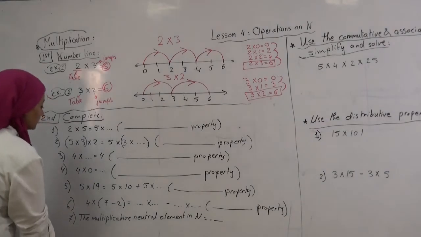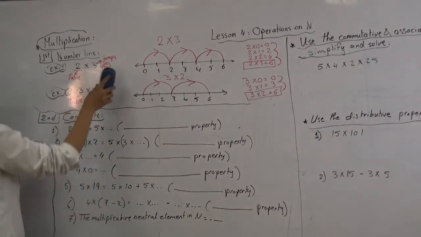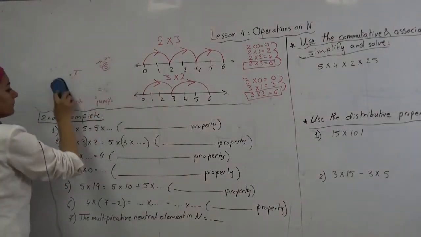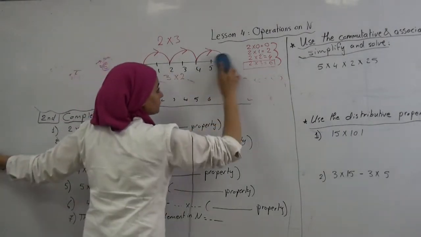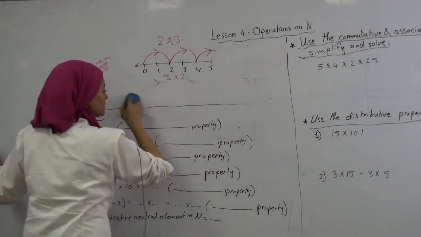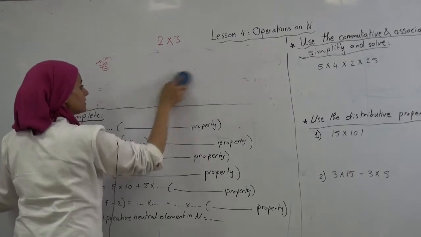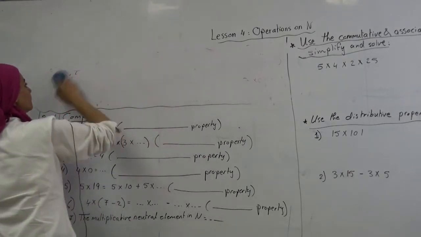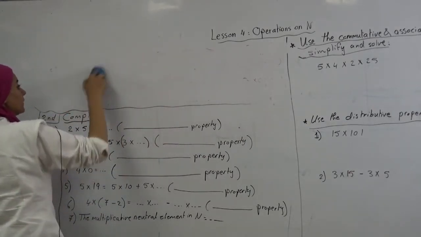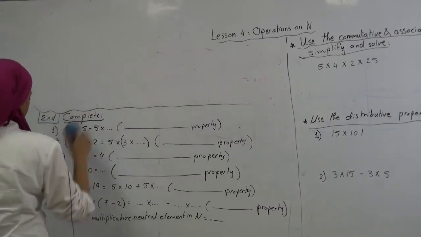The second thing that we have is the properties. Let's speak about the properties of multiplication. Multiplication has the same properties as addition, and it has 2 more properties. Because of this, multiplication is stronger than addition.